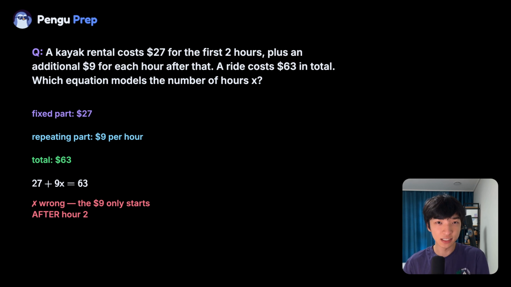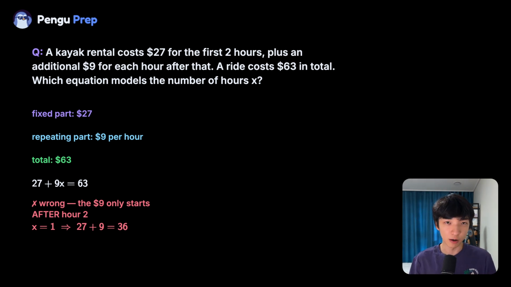Because the problem states that it's only after the second hour that you incur a charge of an additional $9 per hour. That is, for the first 2 hours, it doesn't matter how much you ride. Even if you ride 1 or 2 hours, you're just going to pay $27 because there's no additional cost imposed upon you. But from the third hour, that's when it begins to impose an additional $9. The fourth hour would impose an additional $18 and so on. But our equation suggests that even for the first hour, after the person rides just for 1 hour, they have to pay 27 plus 9 equals $36 when they actually only have to pay $27. So something is clearly wrong here.